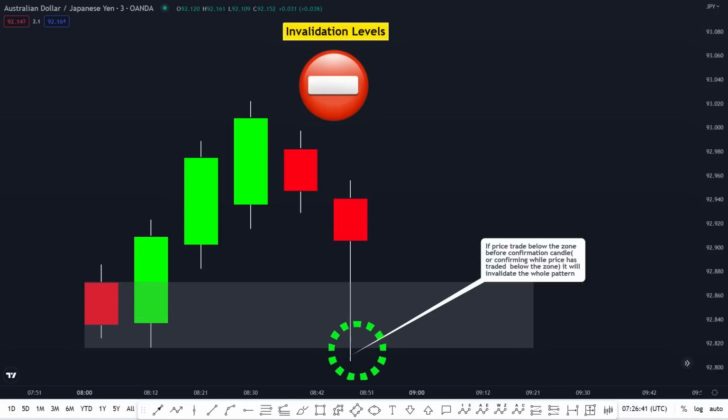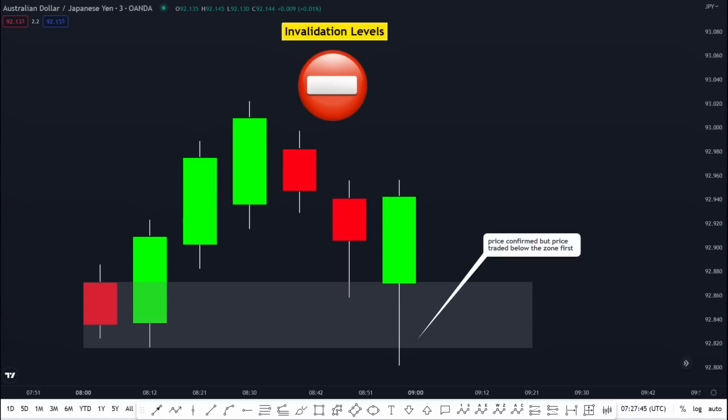And as we can see from this example, price spiked below the zone before the market could make a confirmation candle. This is another example of price invalidating a setup. We have a demand zone, then a bearish candlestick before a confirmation candle. But when that confirmation came, it started by trading below the zone first. So every time you see something like this, just avoid it, because where our stop loss should be will change. I hope I am very clear on this one.